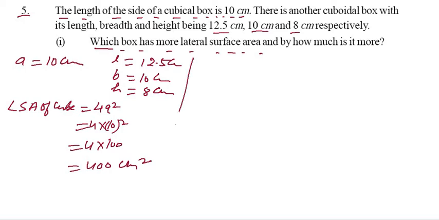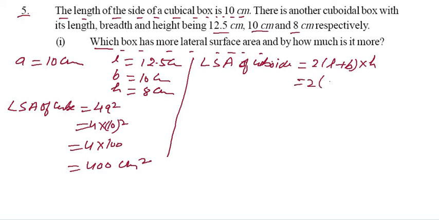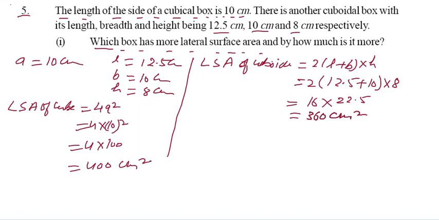Now come to the LSA of cuboid. LSA, lateral surface area of cuboid, that is 2(l plus b) into h. Now put the value. l is given as 12.5 and b is 10 and height is 8. So you can say 2 into 8, 16, and you can add them. It is 22.5. Now multiply to get the answer. That means it is 360 centimeter square. So it is 360 square centimeter and that is 400 centimeter square. That means cube has more area.